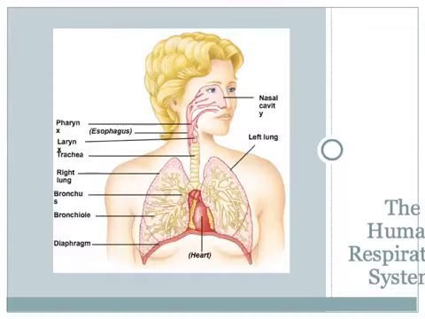Okay, so here's a picture of the basic pieces of the human respiratory system. So the first piece is the nasal cavity, and again, the typing's a little weird here.